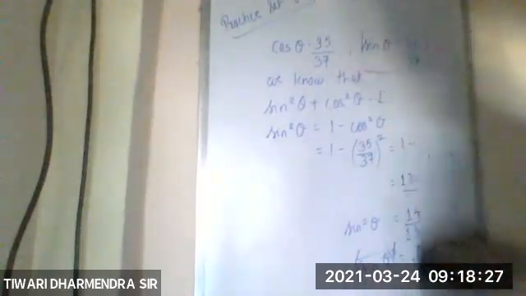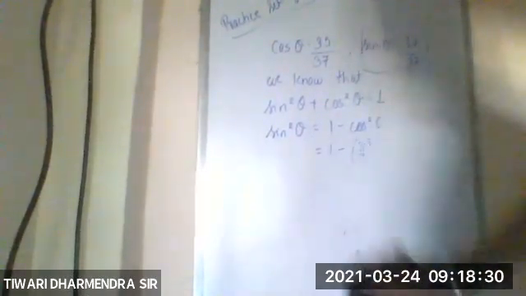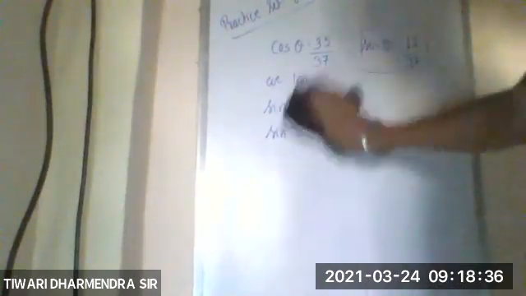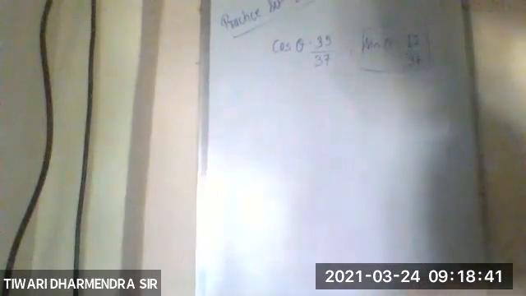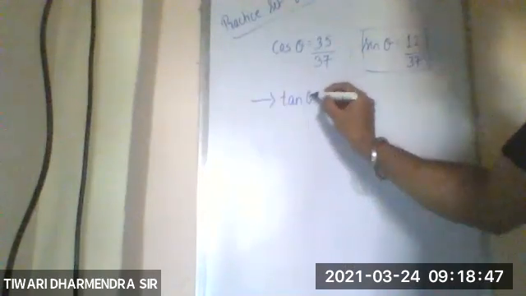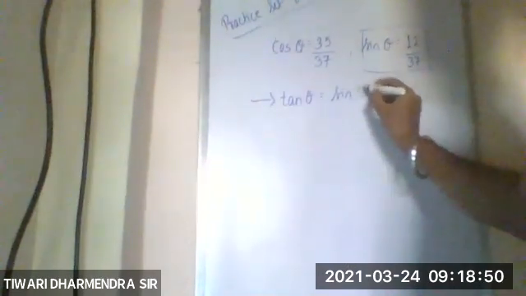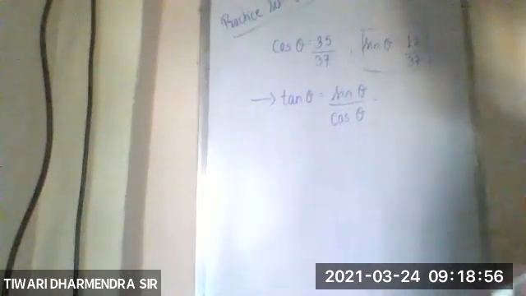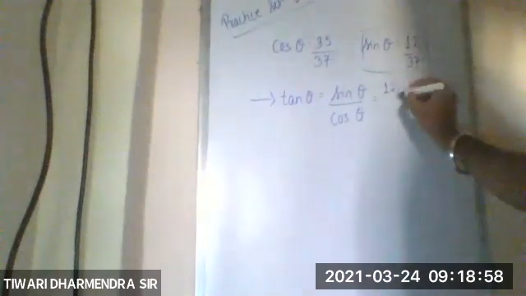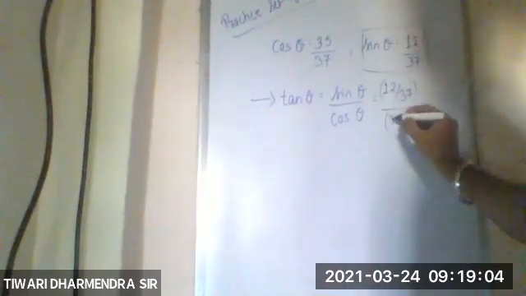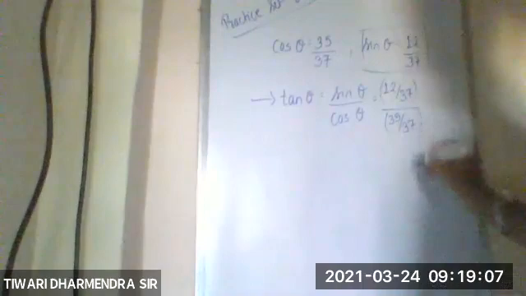Hence, one I have done: one method was using triangle and another method was using sin square and cos square. Whichever you find easy, you can follow that method. Not an issue. Both methods are correct. Now, we know that tan theta is given by sin theta upon cos theta. What is the value of sin theta? Sin theta is 12 upon 37 divided by 35 upon 37.